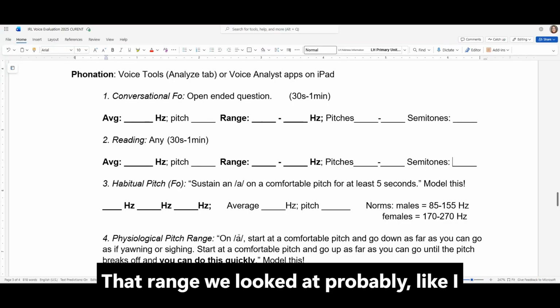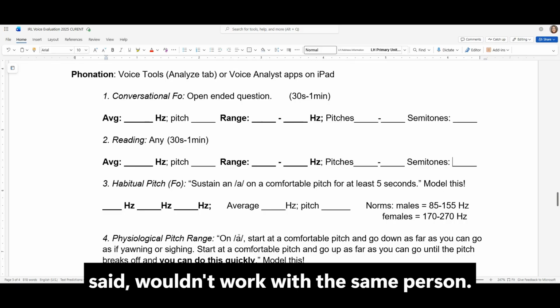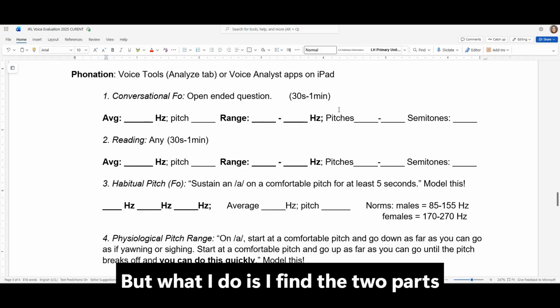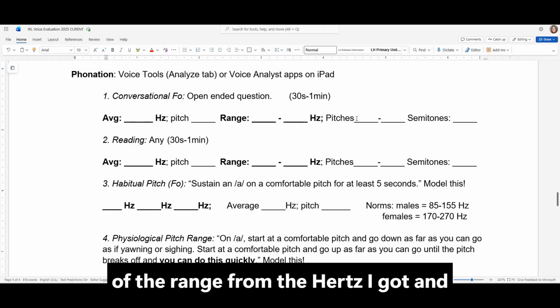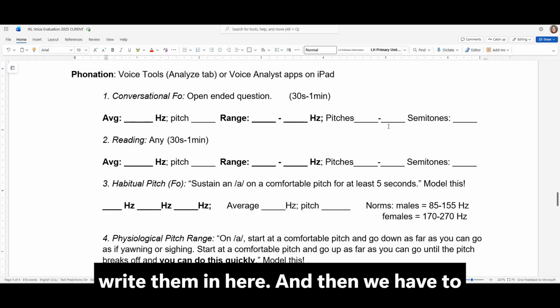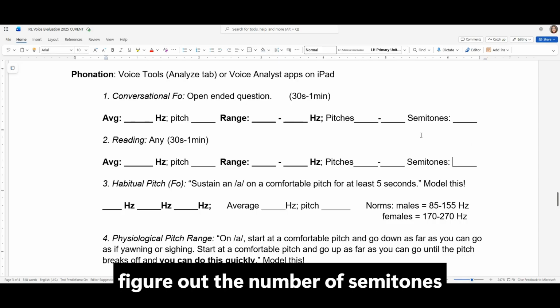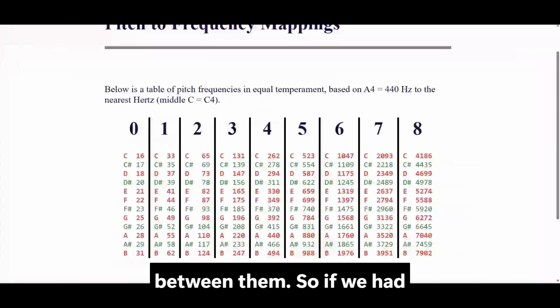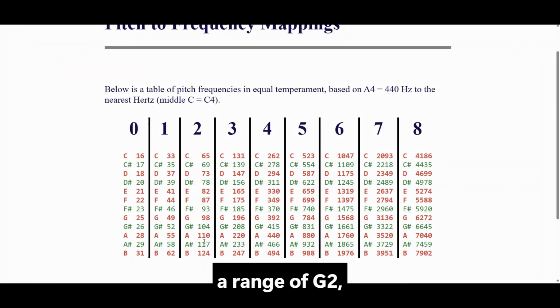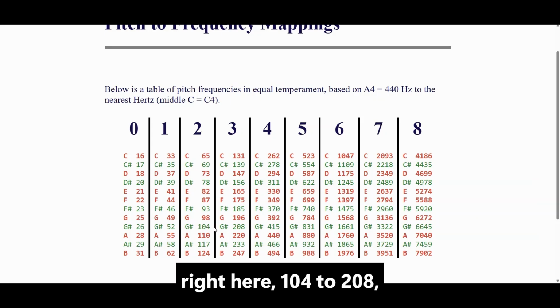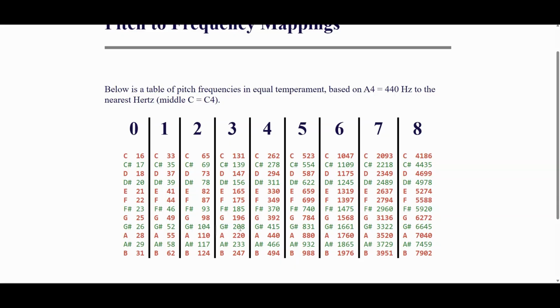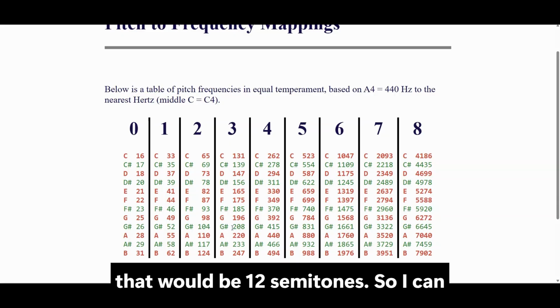That range we looked at probably, like I said, wouldn't work with the same person, but what I do is I find the two parts of the range from the hertz I got and write them in here. And then we have to figure out the number of semitones between them. So if we had a range of G2, right here, 104 to 208, that would be 12 semitones. So I can count them out.